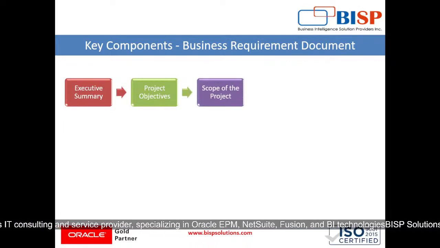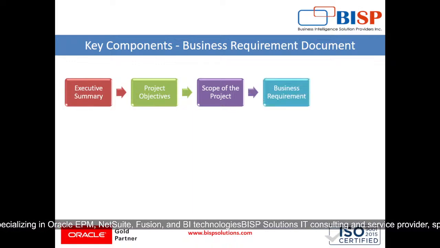Then scope of the project, where in scope, we list the activities, deliverables and functionalities to be included, and out of scope, where explicit mention of what is excluded to avoid scope creep will be there. Then business requirements, where specific, measurable and clear requirements are categorized into functional requirements and non-functional requirements. Functional requirements are features or capabilities the system should have, and non-functional requirements are performance, security, usability and compliance needs.